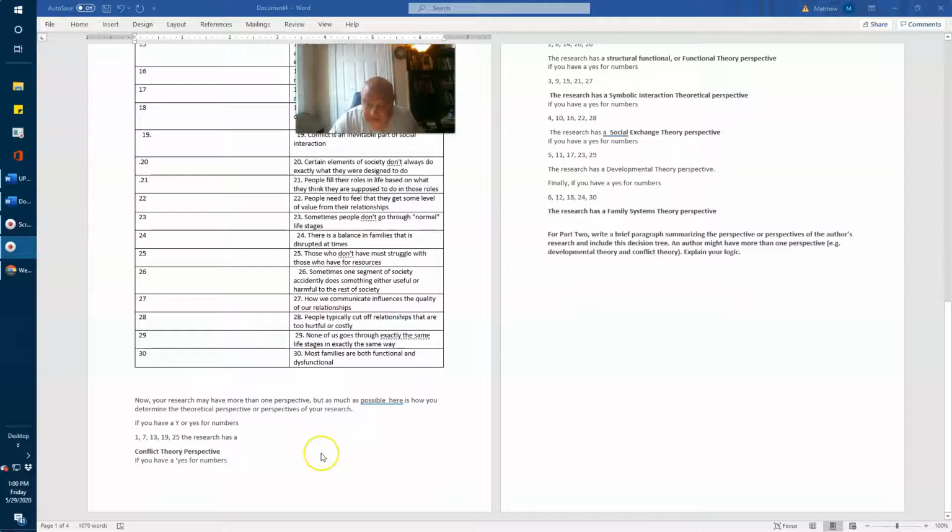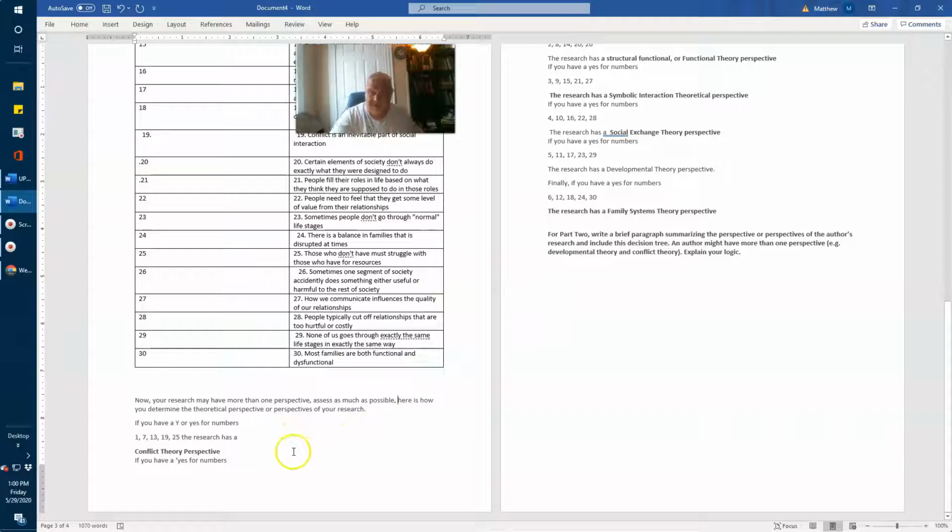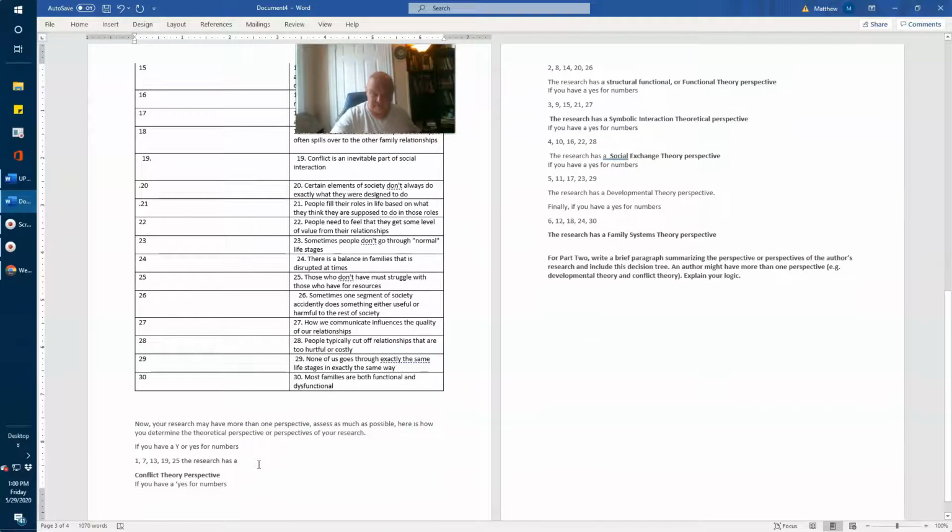Now, if your research has more than one perspective, write as much as possible to determine the theoretical perspectives of your research. Try as much as possible, okay? Here's how you determine that. If you have a yes for numbers 1, 7, 13, 19, or 25, the researcher has a conflict theory perspective. Let's take a look at that.